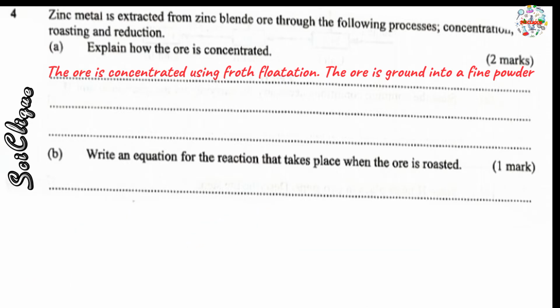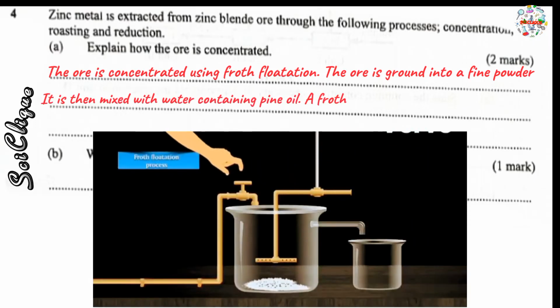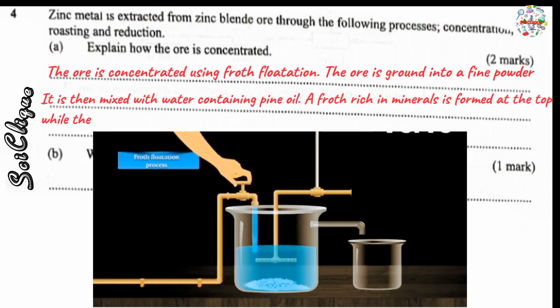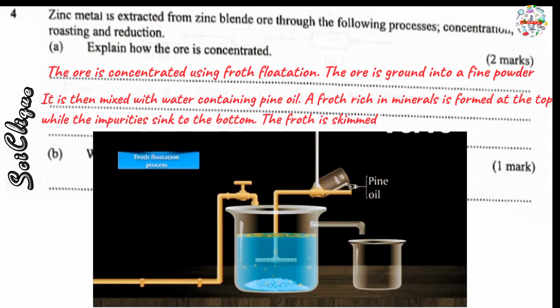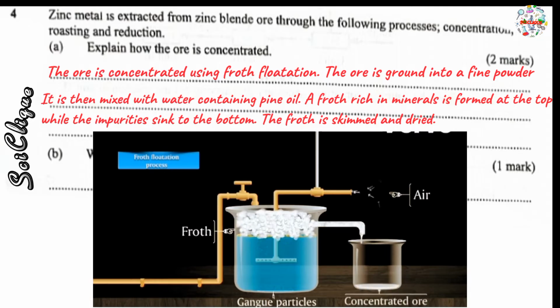And then after that, what happens is that you're going to mix the powder with water containing special oils. Now, the most commonly used oil is pine oil. So this is added, and then a froth is created. A froth is, you know, foam, it's generated. Now, this froth is going to contain a lot of the minerals, you know, the metal that you're after. The impurities that were present in the ore are going to sink to the bottom. And then last step is simply you're going to skim the froth, dry it, and you're done.